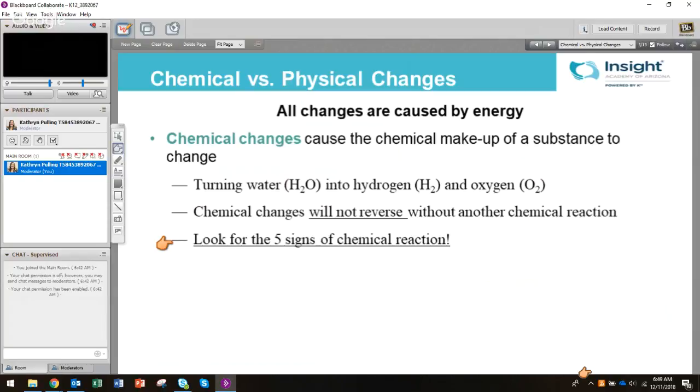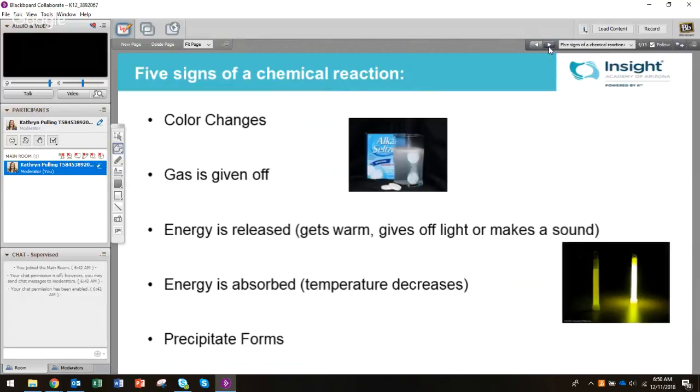All right, so see if you can recall what the 5 signs of a chemical reaction are. Pause it if you need some more time to think about it. But the biggies for this lab are going to be color changes and a gas being given off because those are easy things to see. All right. Energy being released or absorbed, you can't see that happening, and we're not taking temperatures. So that's not going to be something that you'll be able to use for this lab. And a precipitate forming maybe in the last set because that's two liquids combining, but probably not in this lab.